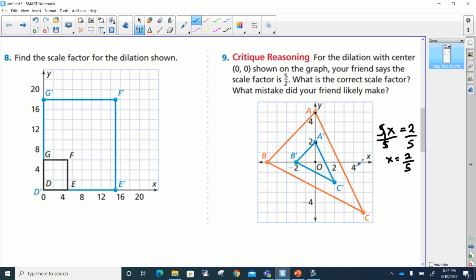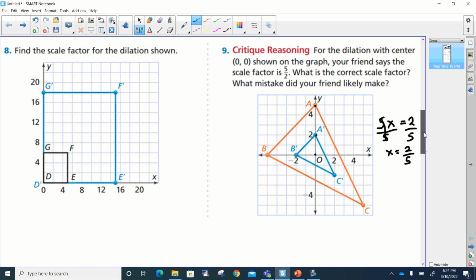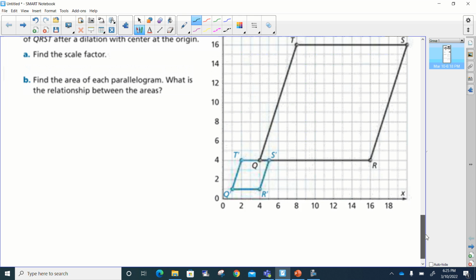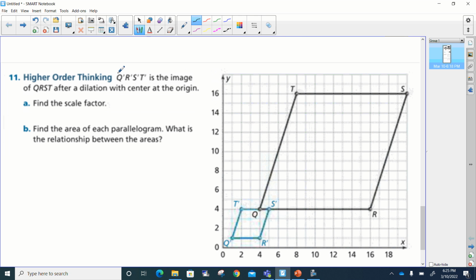And that should have been a gimme, because remember, when we make something bigger, it has to be bigger than 1. When we make something smaller, it has to be between 0 and 1. All right? So he got the numerator and denominator mixed up. Number 11 is mine to do, and it's the last one. Q prime, R prime, and S prime, or QRST prime, is the image of QRST after dilation with the center of origin. Find the scale factor.